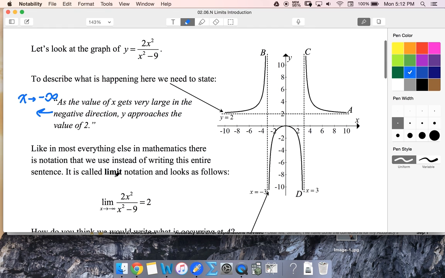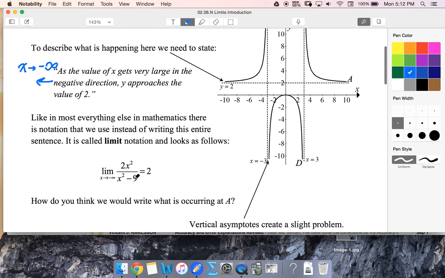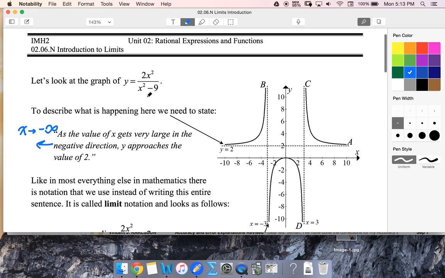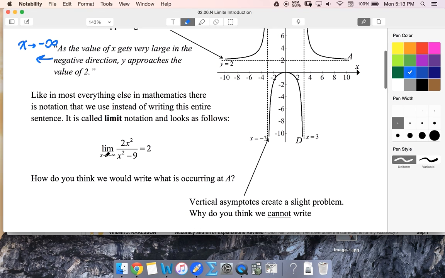The official notation, the word for it is limit notation, and we write the limit as x goes to infinity of this. So there's an implied "of" in the middle here. So this is the equation for our y value. So we're asking, what is happening to y as x is going towards negative infinity? And if we look at the graph, we can see that y is going towards 2. That's why we say equal to 2.